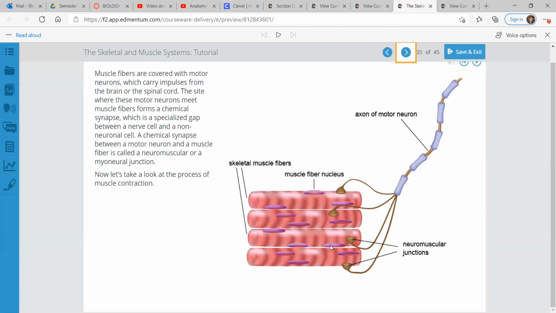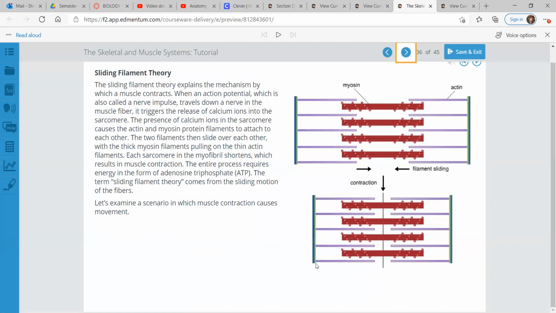So let's take a look at the process of muscle contraction. Here we have a motor neuron and a muscle fiber. And the interaction between them is shown here. Sliding filament theory explains the mechanism by which a muscle contracts.